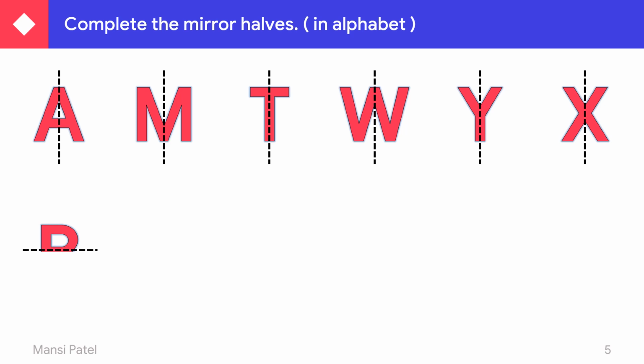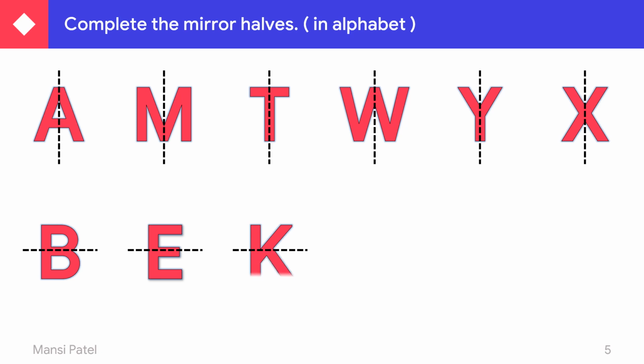So here one standing line and curve. So first complete standing line and curve. So it becomes a B. Then all are the standing and slipping lines. So complete it. So this letter become E. Then slanting line and standing line. So complete this image. So it becomes K.